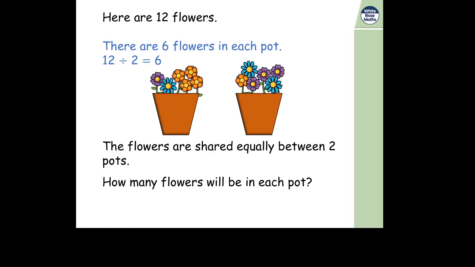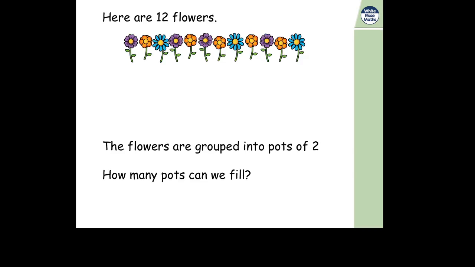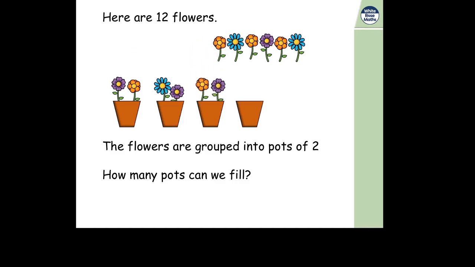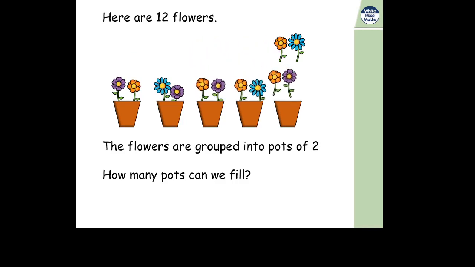Now let's do it a different way. The flowers are put into pots of 2. How many pots do we need? Well, there's 1 pot and there's 2 flowers. We've still got some flowers left, so we need another pot. We've still got some flowers left. And another pot, and another pot, and another pot. So we've run out of flowers now, so we don't need any more pots.